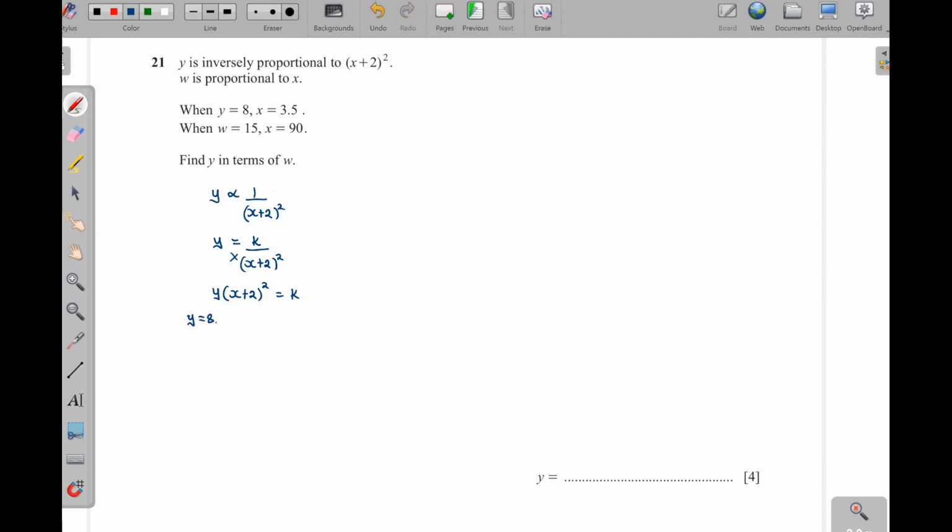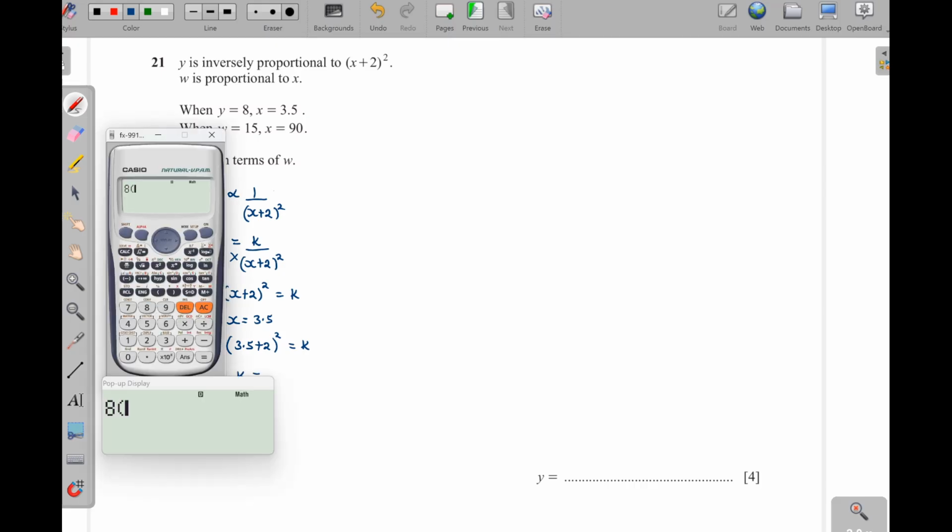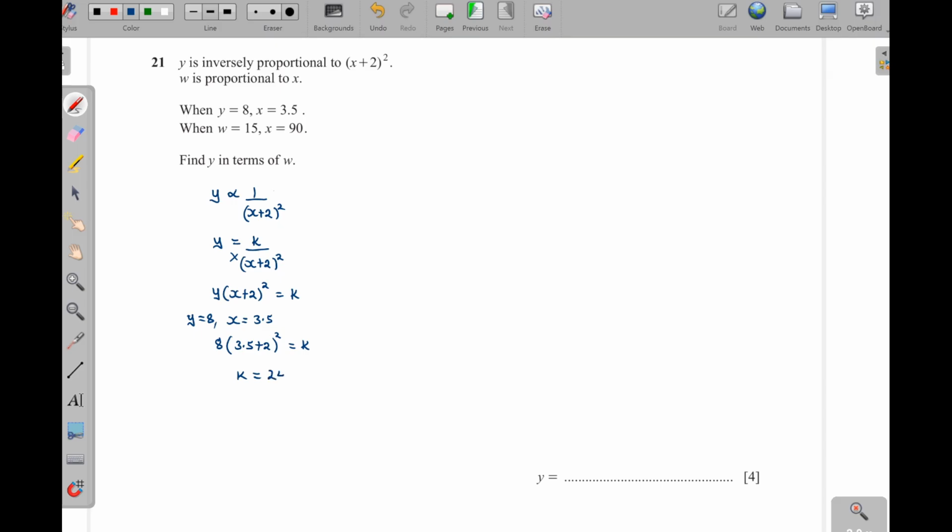So we have y is equal to 8, then x is equal to 3.5. Now 8 here times 3.5 plus 2 squared, then we get k. So what is k here? 8 into 3.5 plus 2, that is 5.5, then squared, we get 242. So 242, we keep that. So that means y shall be equal to 242 divided by the x here plus 2 squared. I'm just substituting here. Okay, I can keep that.